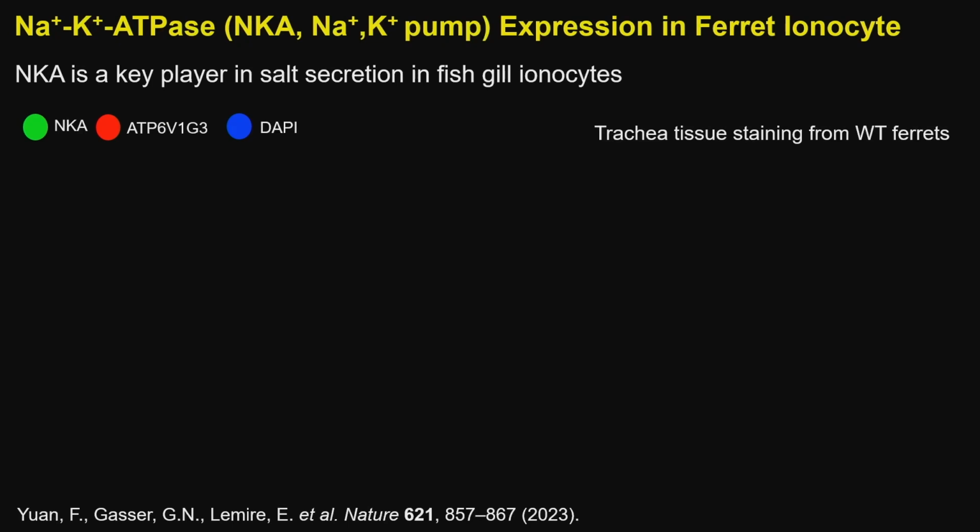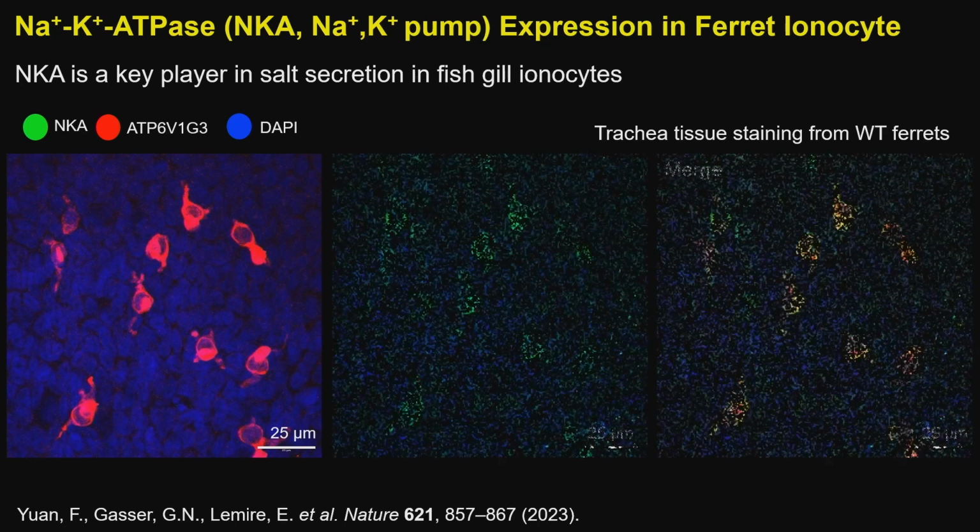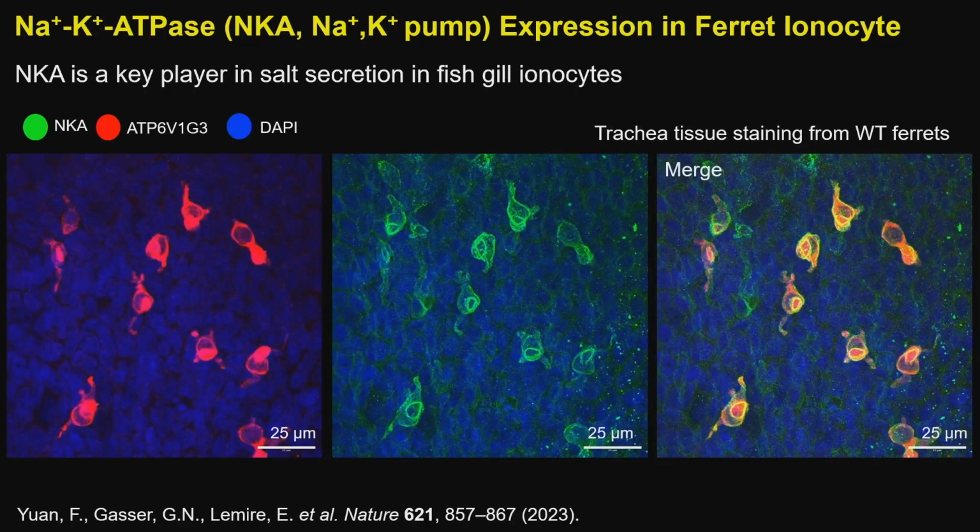Next, we looked at other ion channels, for example the sodium-potassium pump, NKA. As we know, NKA is a key player in salt secretion in fish gill ionocytes. So we checked NKA expression in the wild-type trachea. We found NKA showed really good colocalization with the ionocyte marker ATP6V1G3, as we can see in the ionocyte images here. We also found NKA forms apical ring-like patterns in the ionocytes.